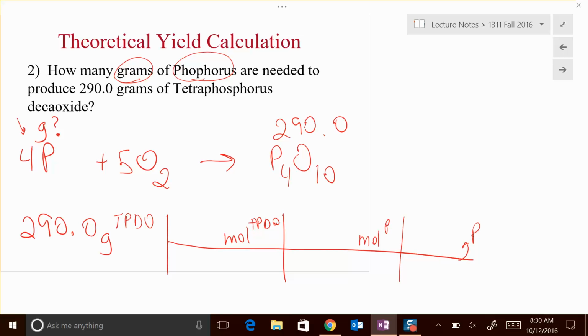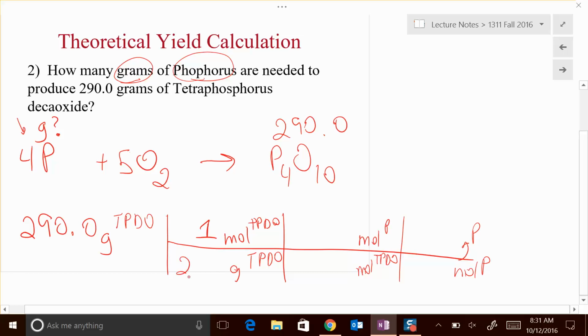Now I simply drop my units, grams of tetraphosphorus decaoxide, moles of tetraphosphorus decaoxide, and then the moles of phosphorus. Grams and moles. Moles are always 1. I want to know how many grams there are in 1 mole of tetraphosphorus decaoxide. What is it? Who figured that out? 282.896. Okay?